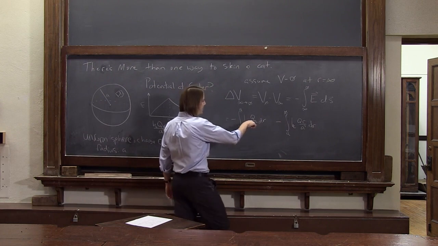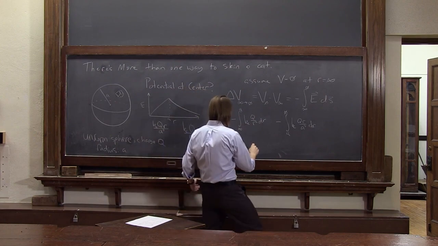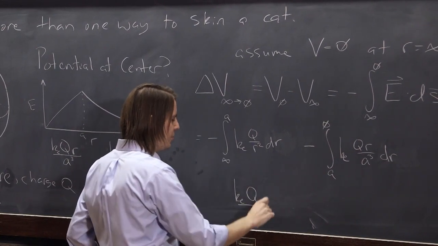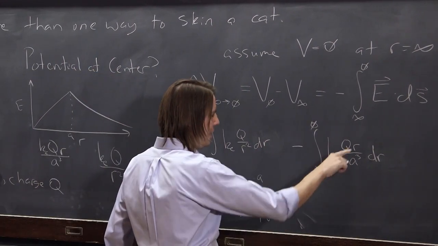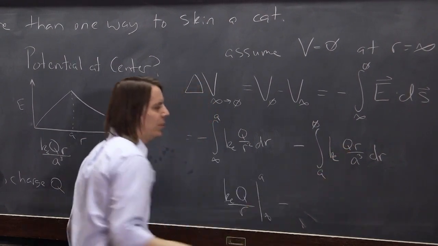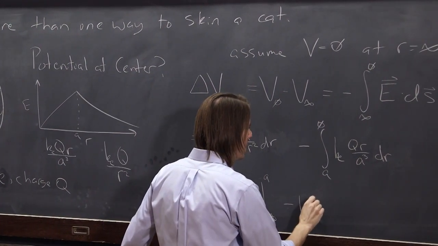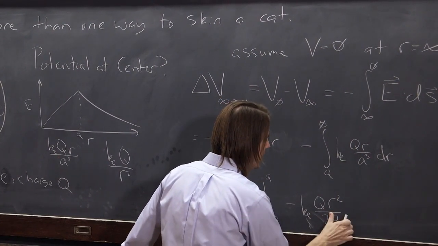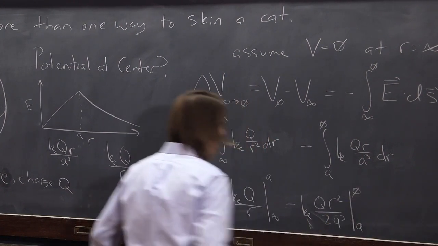This we saw before, that's r to the minus 2, becomes r to the minus 1. You divide by the minus, it cancels that minus, and you get KEQ over r, same as when we did a point charge, from infinity to a. This one is r, so the minus stays, it becomes minus 1/2 r squared when you integrate r. So minus KEQ r squared, and then the 1/2 makes it a 2a cubed, evaluated from a to 0.